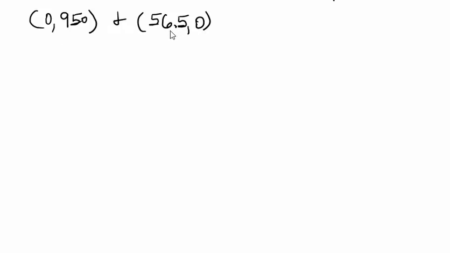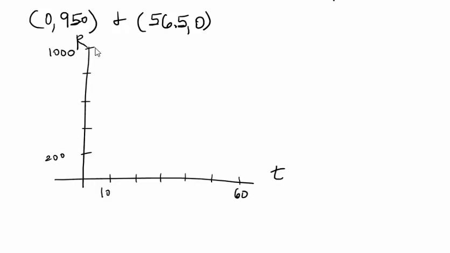We then have 2 points, and we know that the line should pass through both of them. And so I'll just make a quick sketch. We'll put one point at (0, 950), which is very close to 1,000, and then the other at (56.5, 0). So here's 50, and here's 60, so just a little bit past the middle. And then connect those 2 points with a straight line.